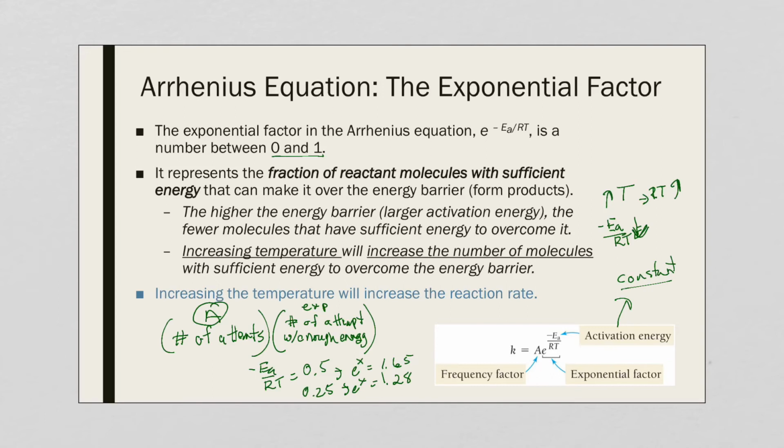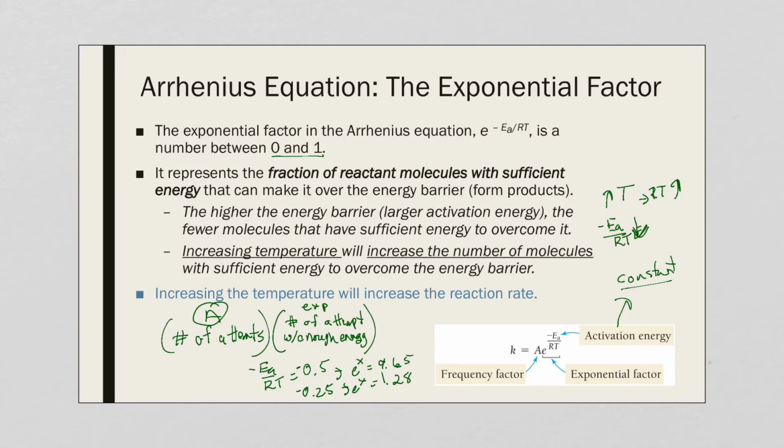Sorry, I need to rewrite this a little bit for you. I know what I forgot to do here. Sorry, made a little mistake. This is why you've got to be careful here. I forgot the negative sign. So if EA over RT is 0.5, then that means we have negative 0.5 and negative 0.25.